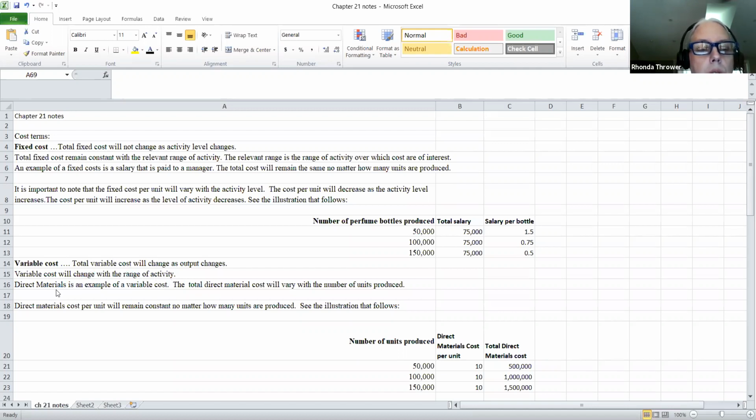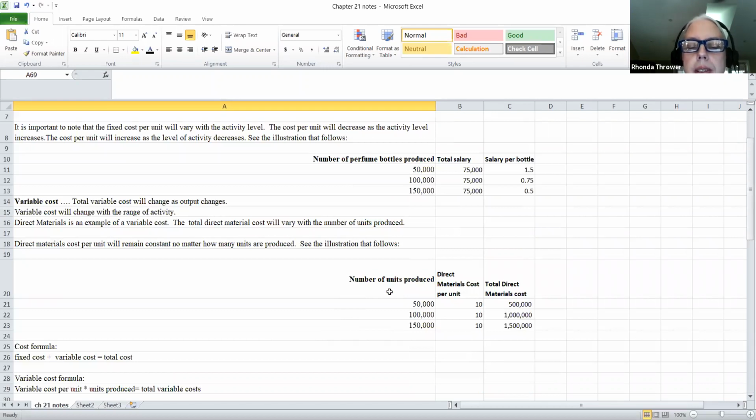Direct materials cost will change depending on the number of units produced. In other words, the total direct material cost will vary with the number of units produced. However, the direct materials cost per unit will remain the same, or stay constant, no matter how many units are produced. And I'm giving you another illustration of where that's happening.